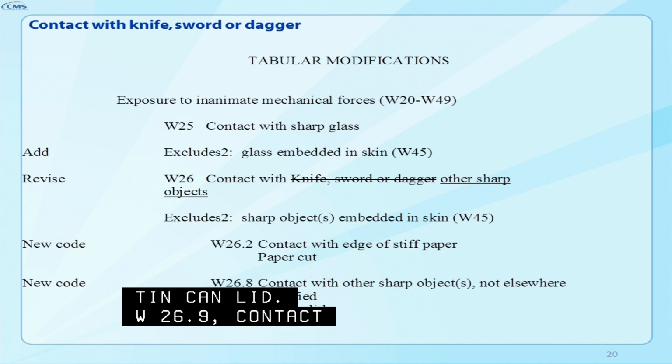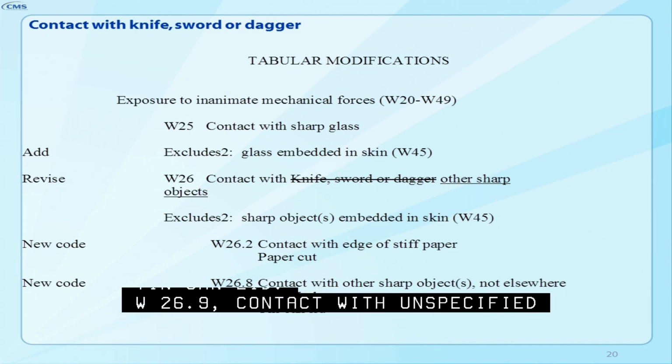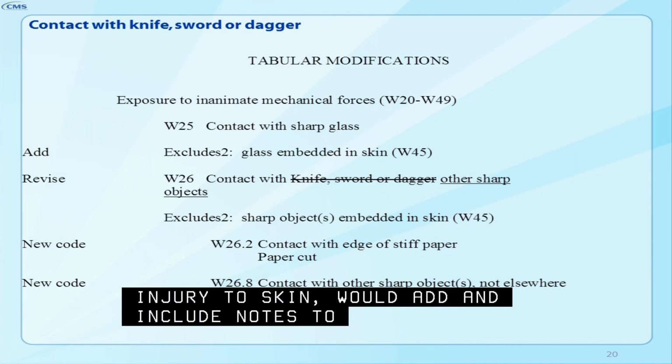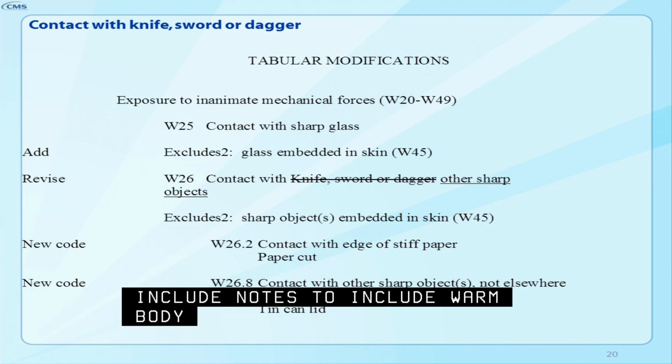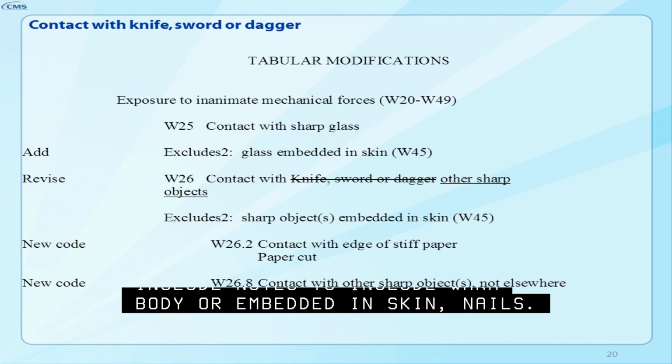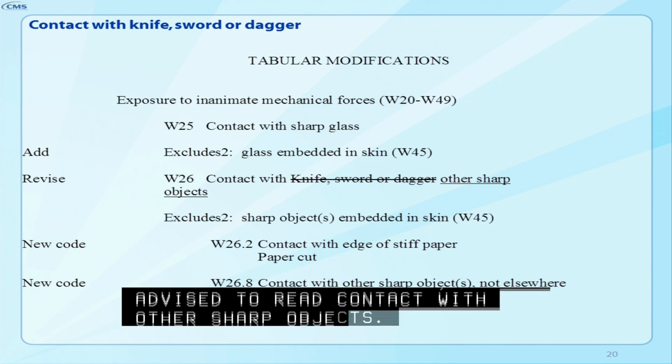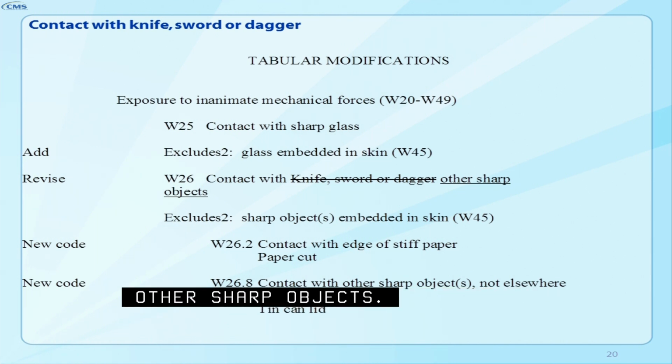At category W45, foreign body or object entering through skin, we would add an includes note to read foreign body or object embedded in skin, nail. To revise the excludes note to read contact with other sharp objects. And delete the previous codes W45.1 and W45.2.